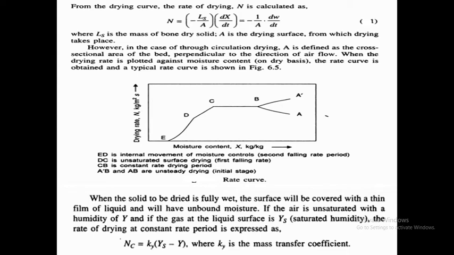So here Nc is directly proportional to the change in humidity, that is capital Ys minus Y. Removing the proportionality, we add the constant, that is the mass transfer coefficient. So Nc is equal to Ky into (Ys minus Y). Are you clear or not? Okay. So here C represents the constant rate period.